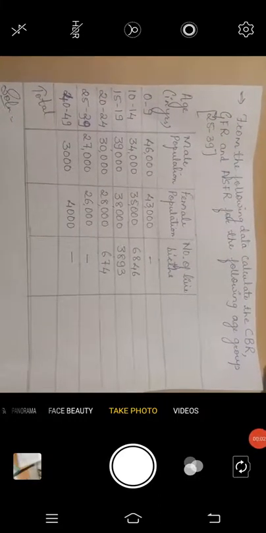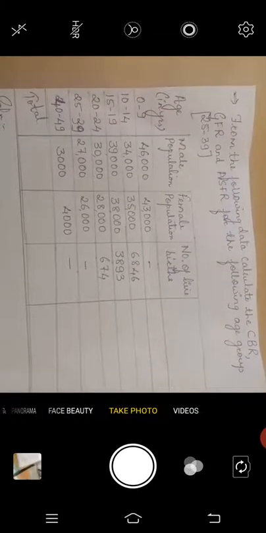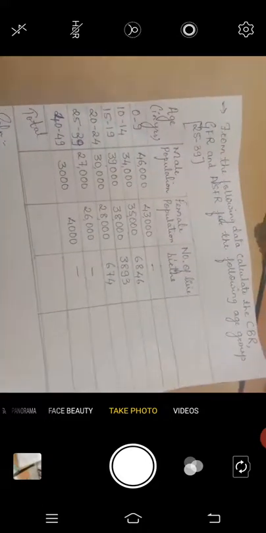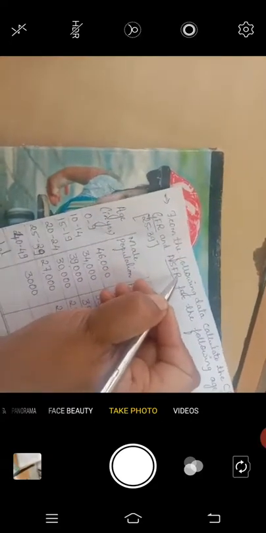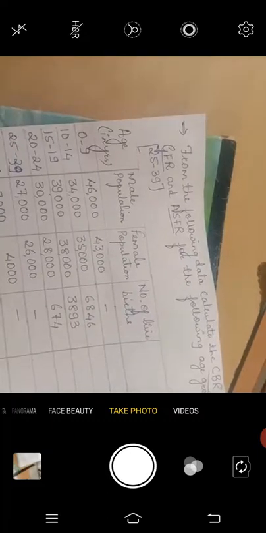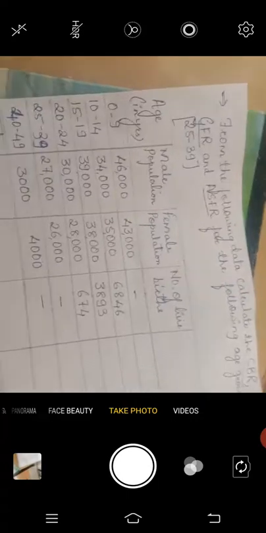Good morning, dear students. So, in today's class, I am going to solve a mixed problem of measures of vital statistics. The problem is, from the following data, calculate crude birth rate, general fertility rate, and a specific fertility rate for the following age group, for 25 to 39 years. Means a specific fertility rate you have to solve for 25 to 39.